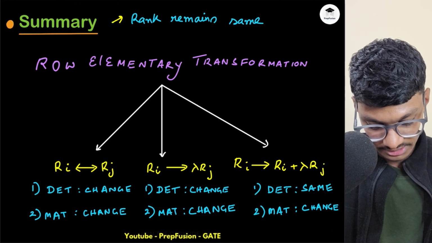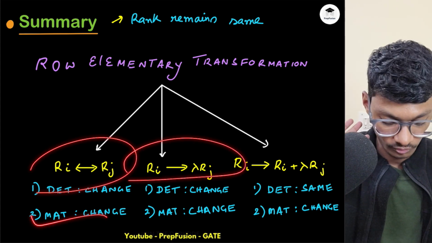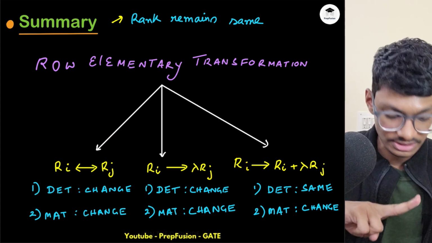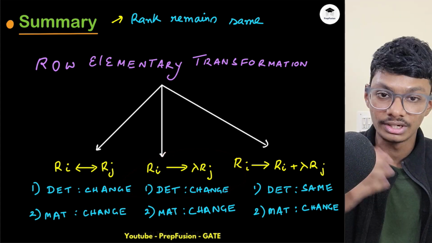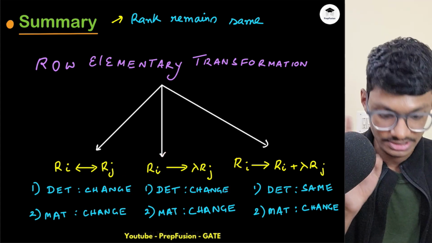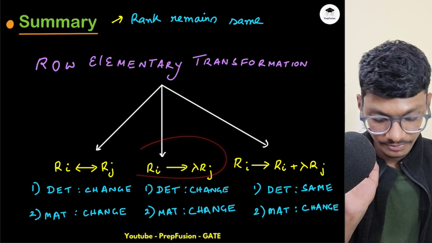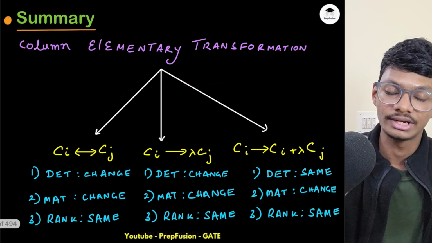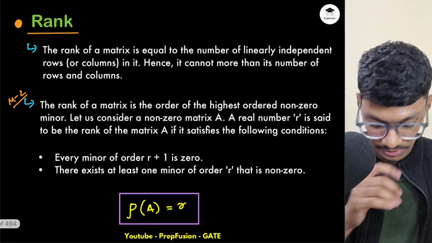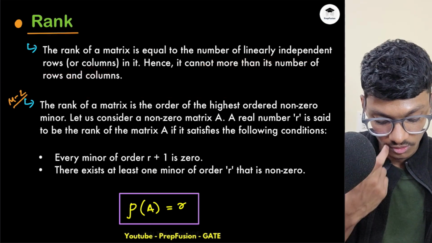Next, I summarized what elementary row transformations are and what we can do, and what changes. The determinant remains the same unless we are multiplying a scalar with a row, then the determinant changes. The matrix obviously will change, but the rank remains the same. In all these cases the rank will remain the same. For elementary column transformations it is similar. Then I told you that the number of linearly independent rows and columns is also known as the rank.